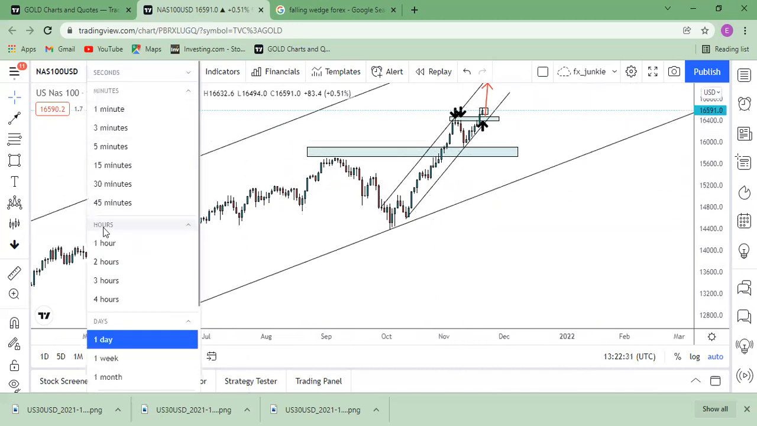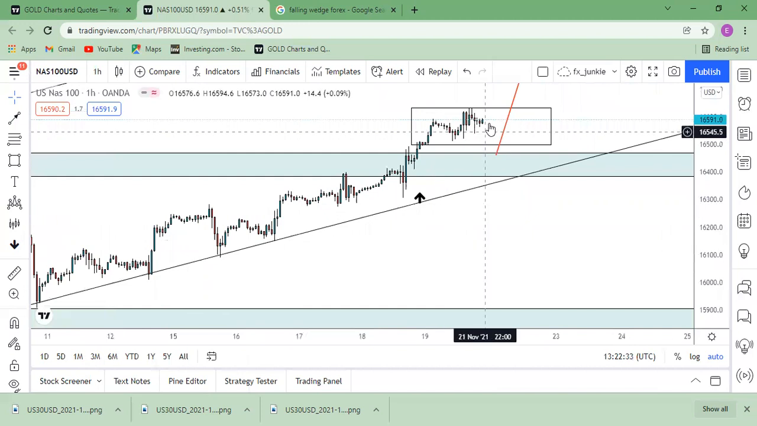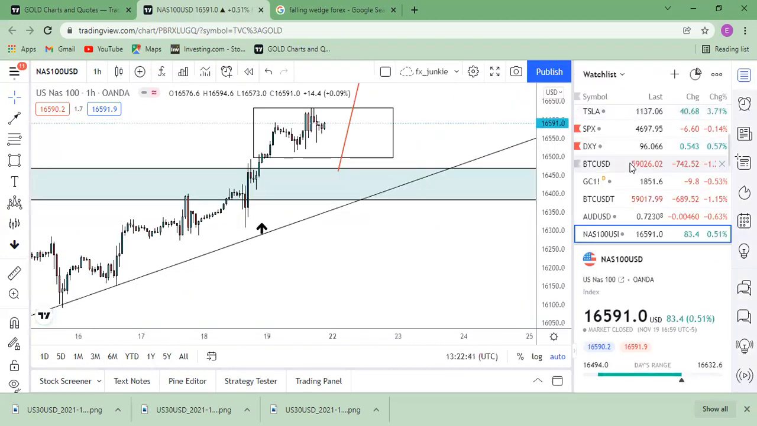Let's see H1 time frame. Yep, we just want to get out of this consolidation area. From there, we're just gonna go look for the continuation to the upside, and then I'm gonna go to gold.